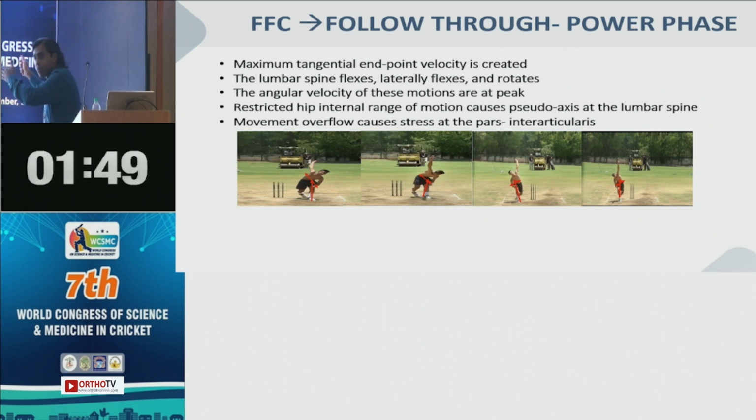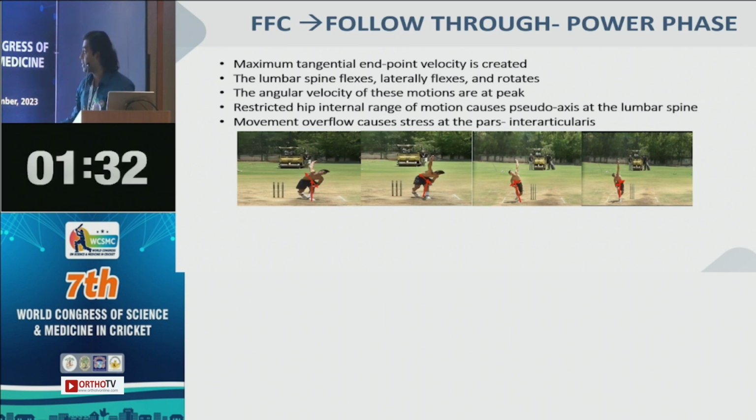Everything he has done, from delivery to the jump, to the landing, to the back foot to the front foot, he is trying to create at this phase, at this stage. What is happening then? The lumbar spine is flexing. There's a lateral flexion and rotation. The angular velocities of these motions are at their peak.